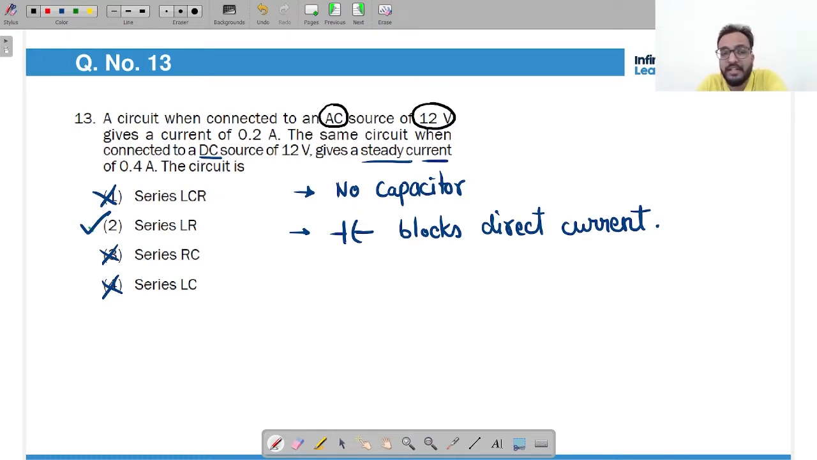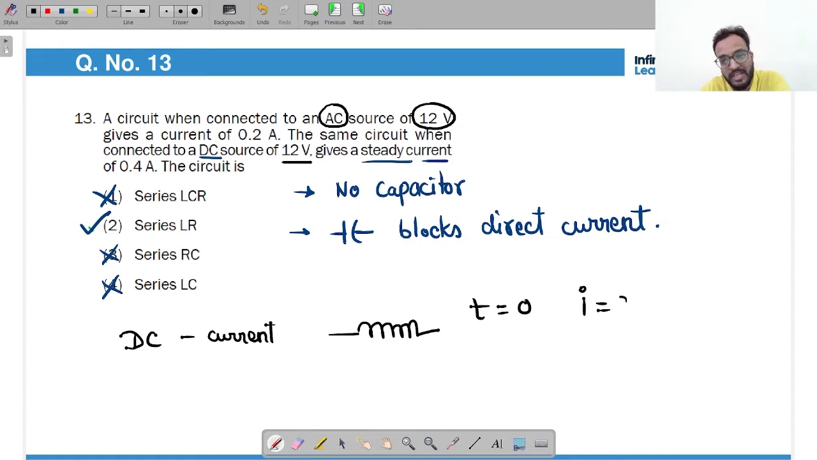And when the same circuit is connected to a DC source, 12 volt, it gives a steady state current. See, the thing is, in case of DC or direct current, we know one thing, that an inductor at t equals 0 does not allow any current, but at t equals infinity it allows all the current, right? So the inductor allows all the current, but what about the capacitor?